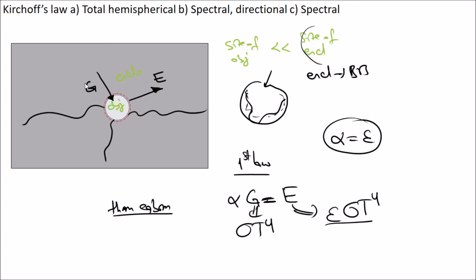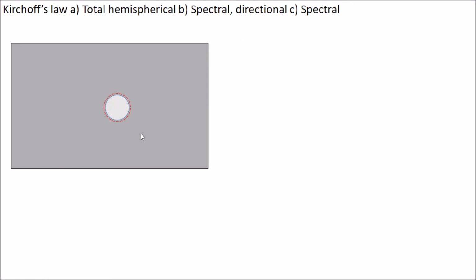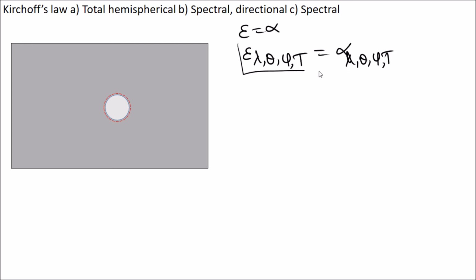We can write Kirchhoff's law for some cases where the bodies are in equilibrium, but we should be careful. The second case for Kirchhoff's law is that epsilon and alpha are surface properties of the material, so absorptivity and emissivity are always equal when you are looking at the directional and spectral case. This one is always true.